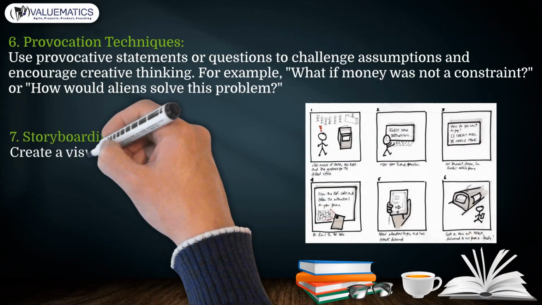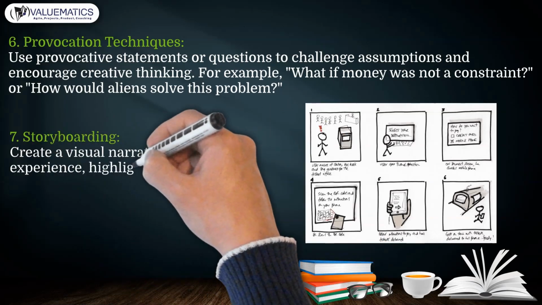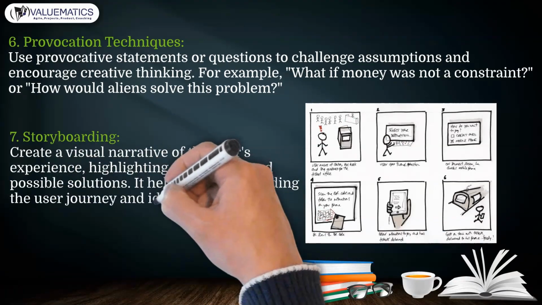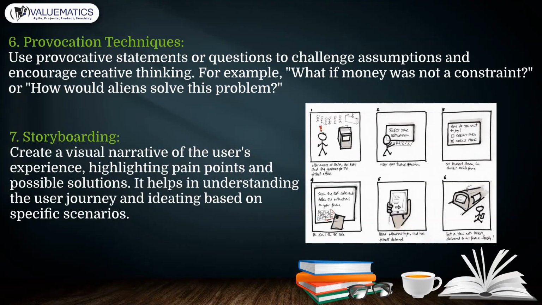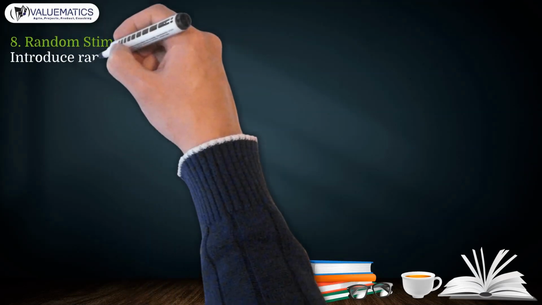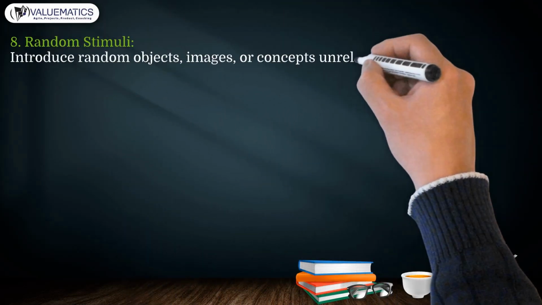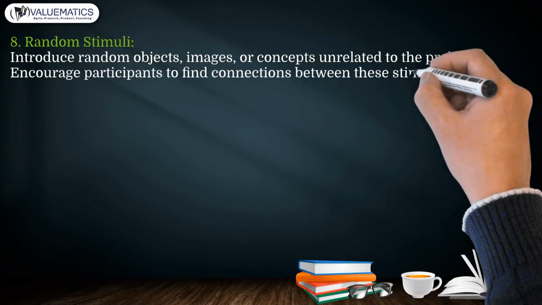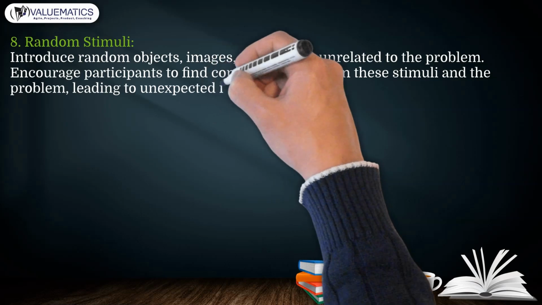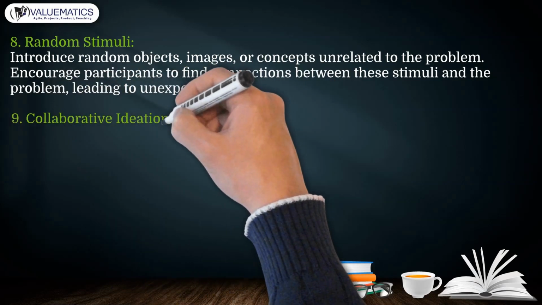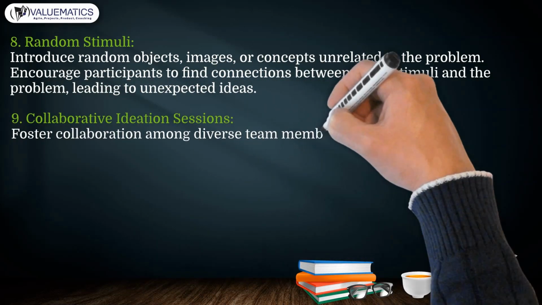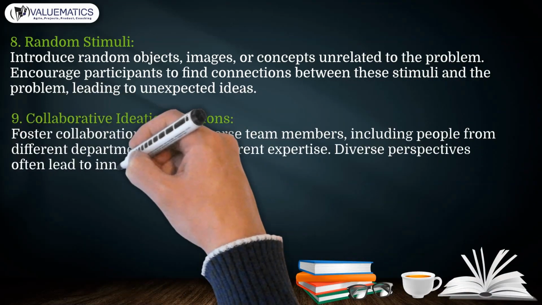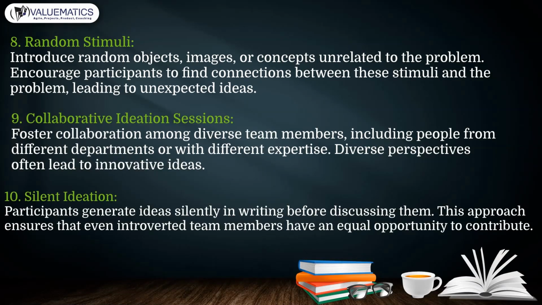7. Storyboarding. Create a visual narrative of the user's experience, highlighting pain points and possible solutions. It helps in understanding the user journey and ideating based on specific scenarios. 8. Random stimuli. Introduce random objects, images, or concepts unrelated to the problem. Encourage participants to find connections between these stimuli and the problem, leading to unexpected ideas. 9. Collaborative ideation sessions. Foster collaboration among diverse team members, including people from different departments or with different expertise. Diverse perspectives often lead to innovative ideas.